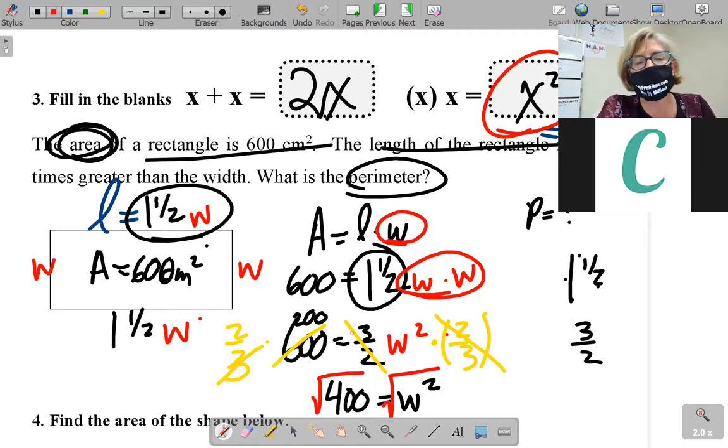You have not found the length yet. But ultimately what you want is the perimeter. I think you can take it from there. What do you think? Yeah. Excellent. Take it down.